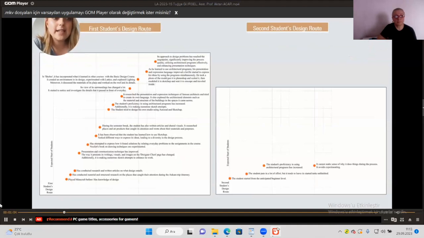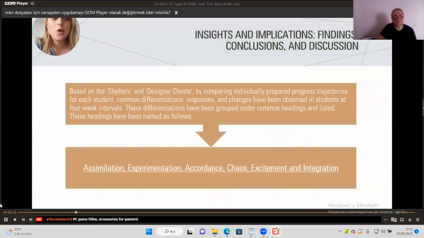The study emphasized the importance of tools like the designer chest and the shelter in monitoring student growth and provides insights for educators to enhance design education. By comparing individually prepared progress trajectories for each student, common differentiations, responses, and changes have been observed in students at 4-week intervals. These differentiations have been grouped under common headings and listed. These headings have been named as follows: assimilation, experimentation, accordance, chaos, excitement, integration.